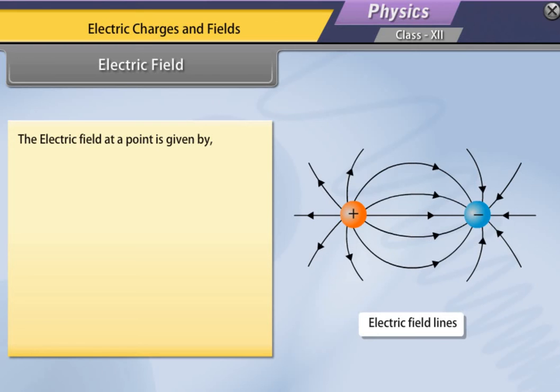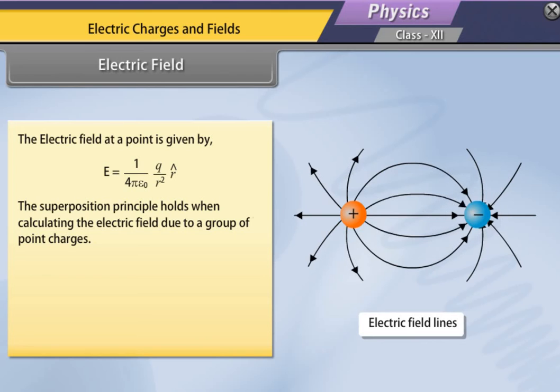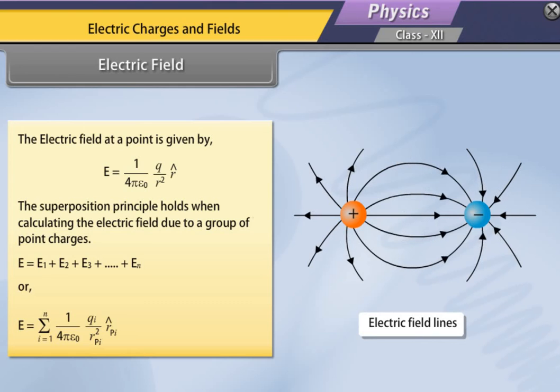The electric field at a point is given by E = 1/(4πε₀) × Q/r² r̂. The superposition principle holds when calculating the electric field due to a group of point charges. E = E1 + E2 + E3 and so on till En. This equation can be written as E = summation from i = 1 to n of 1/(4πε₀) × Qi/r_Pi² r̂_Pi.